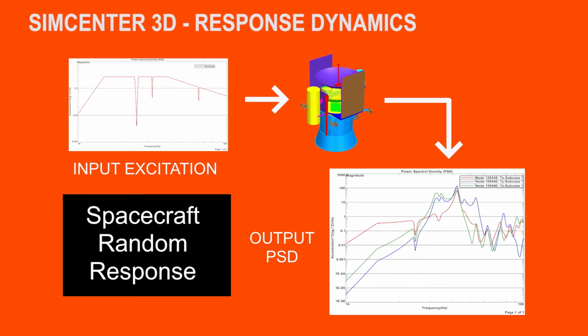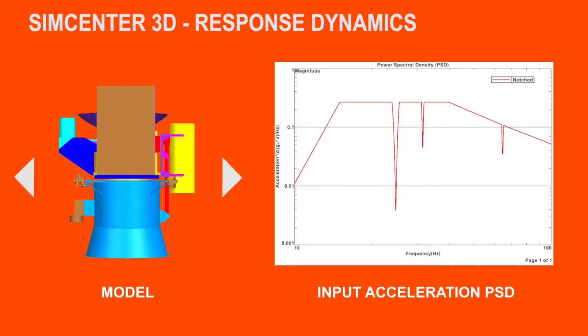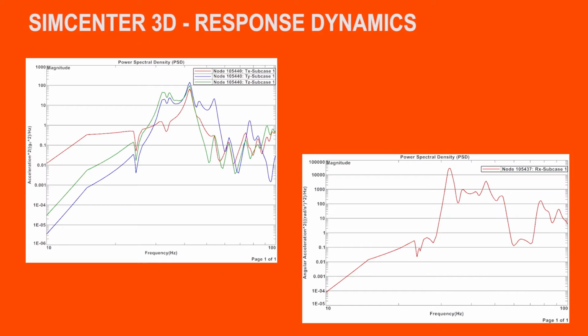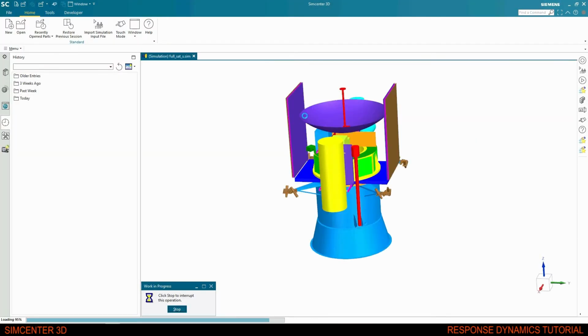We will excite the spacecraft in the lateral direction by using a notched acceleration power spectral density function. We will review the output peak acceleration and margin of safety contour plots, as well as the power spectral density response function plots. Let's begin by opening the simulation file.